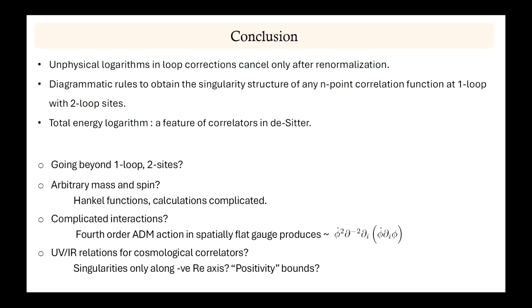The next few steps would be to see how these rules generalize beyond one loop and two sides. What would happen if you consider fields of different spins or masses, because these were all massless scalars. What would happen if you start to try to compute these correlations using interactions from the, let's say, third order or fourth order of curvature perturbations, because that would include complicated interactions. Finally, the hope would be to get some sort of UV-IR dispersion relations and see whether we can say something about get some sort of positivity bounds for the EFT coefficients for an inflationary EFT.